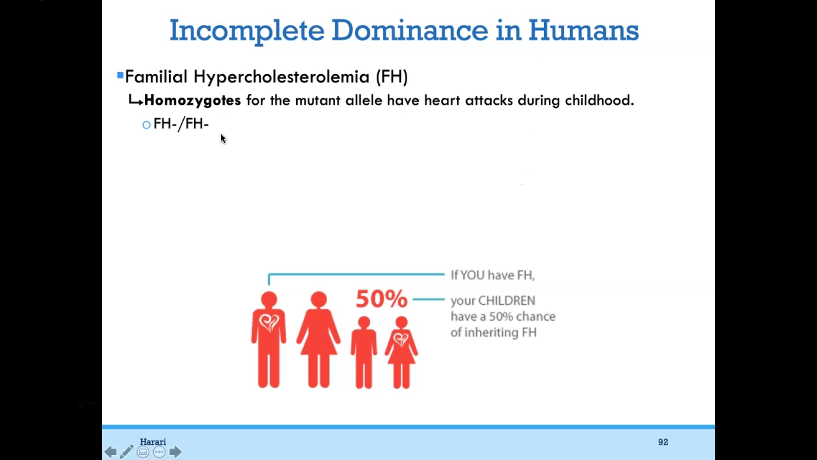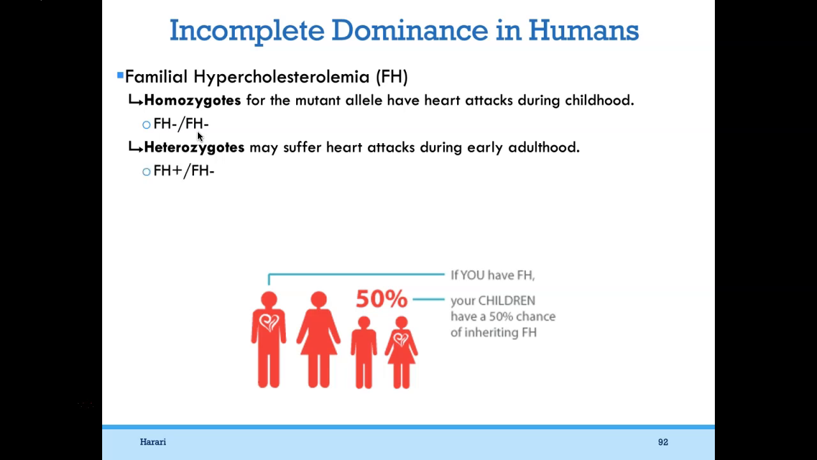We would call those FH minus / FH minus, meaning they're mutant for both genes, and we put the slash to denote each chromosome. So on both pairs of homologous chromosomes, there is a mutant FH gene. Heterozygotes may suffer heart attacks during early adulthood, so it's not as bad as homozygous recessive, but they still have some kind of symptom, whereas wild-type homozygotes do not have any disorder, right?